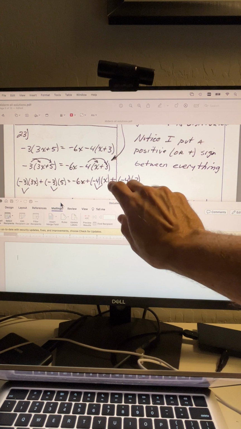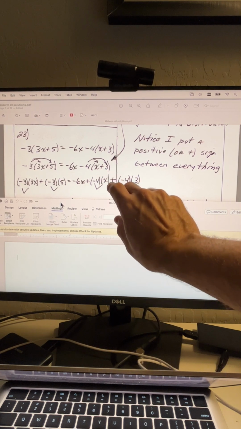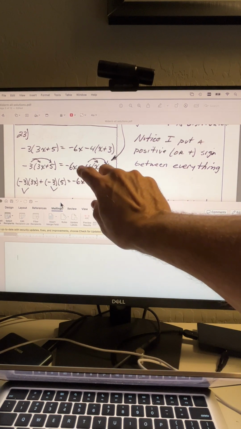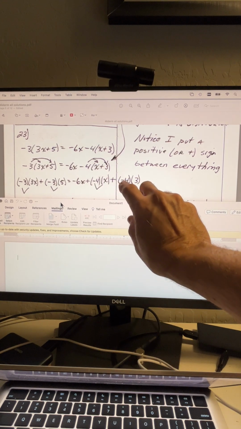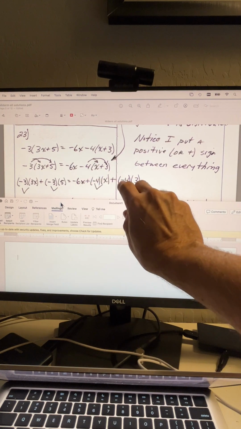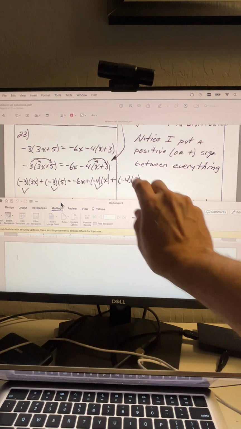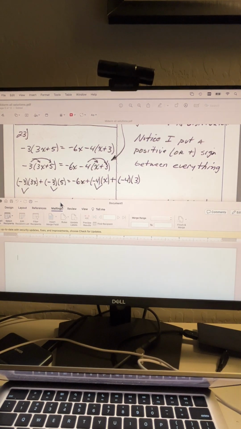And then over here, look, there's a plus sign between the distributive property. I don't care what signs are in there. I don't care at all. I put a plus sign there every time. That -4 comes from there. There's the negative. And then that +3, that's a +3. We just don't write it.